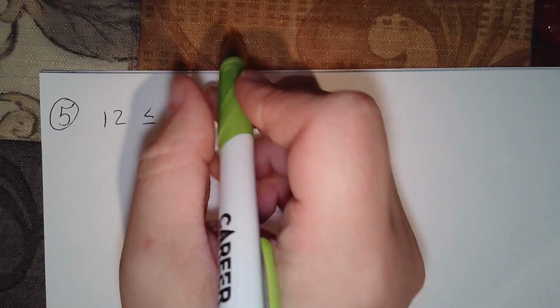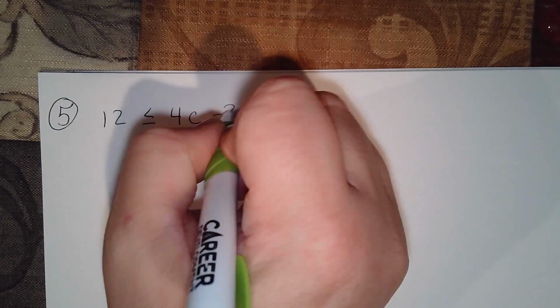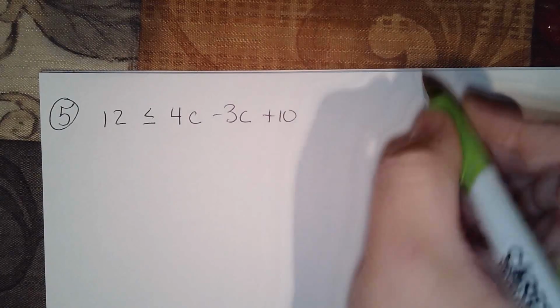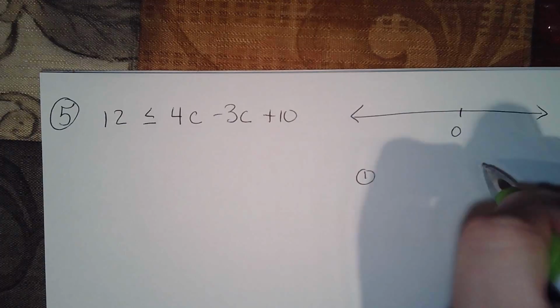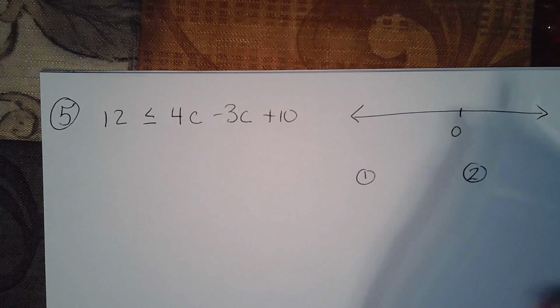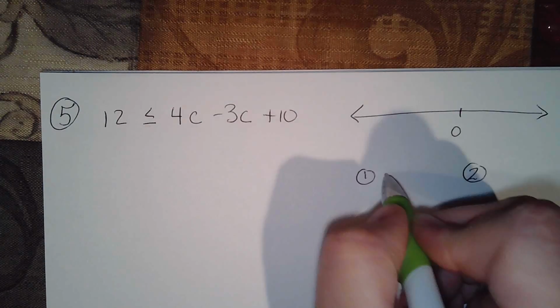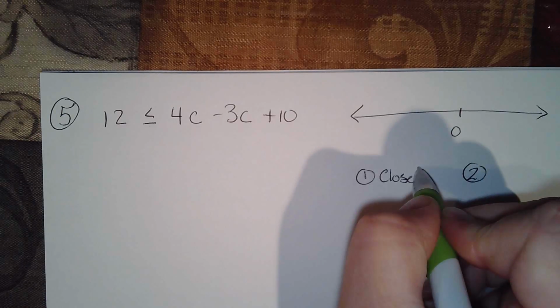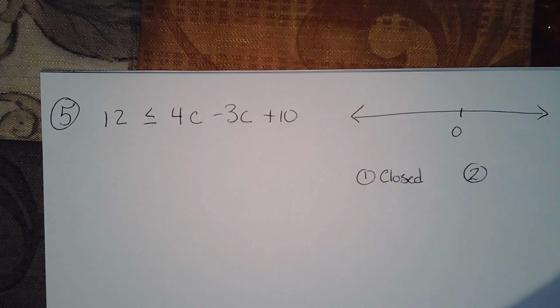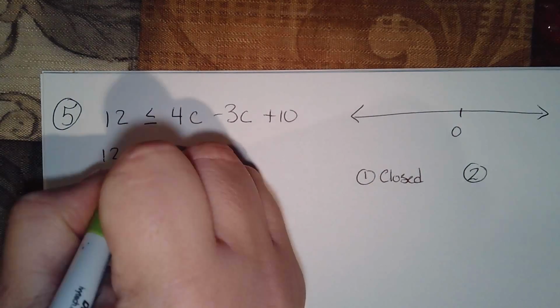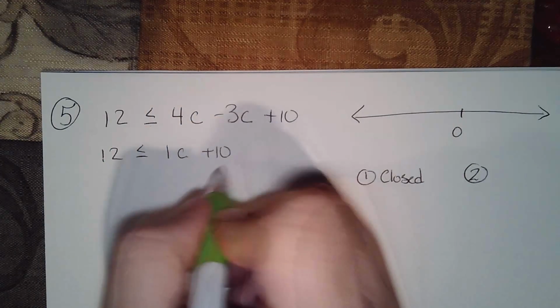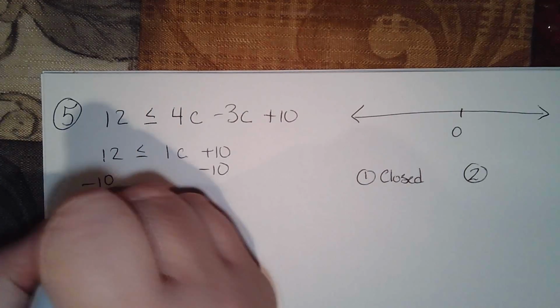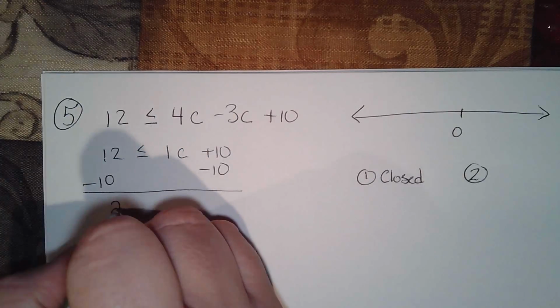2 is less than or equal to C minus 3C plus 10. Now we can look right away and see that we're going to have a closed circle, because that's not going to change. You can put closed here at the beginning because it really is not going to change. Let's go ahead and combine our like terms on the right hand side. So it's going to give me 1C plus 10. Then we're going to subtract 10 across. So I get 2 is less than or equal to C.